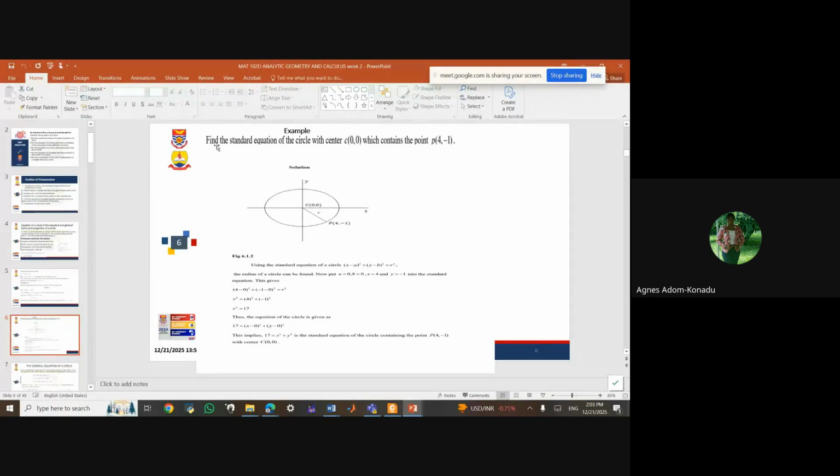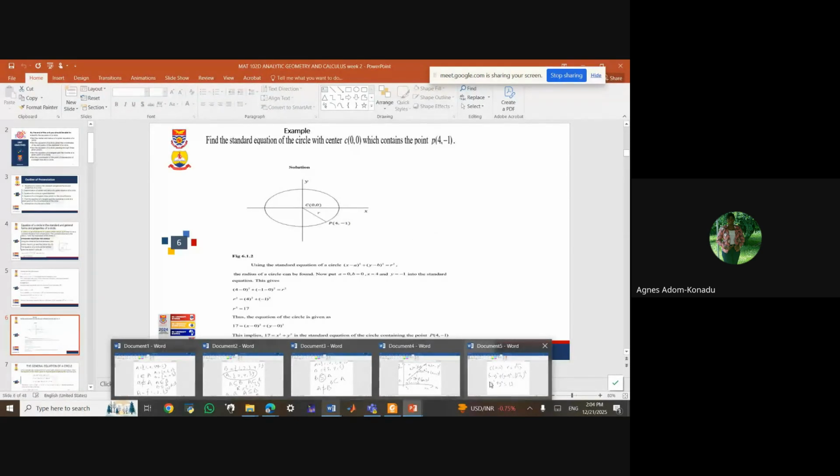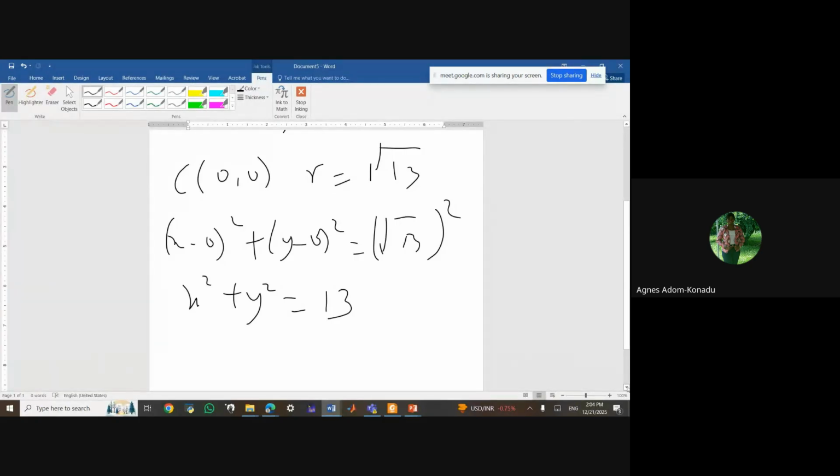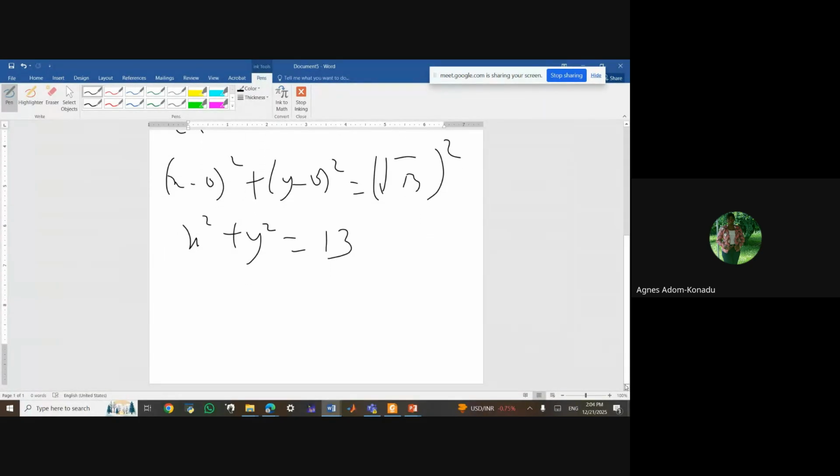Then we have another example. We want to find the standard equation of a circle with center 0, 0, which contains the point P with coordinates 4, negative 1. Okay, so let's see if we can solve this one too. In this question, our center is 0, 0. Then there is a point P with coordinates 4, negative 1. Is it 4, negative 1?